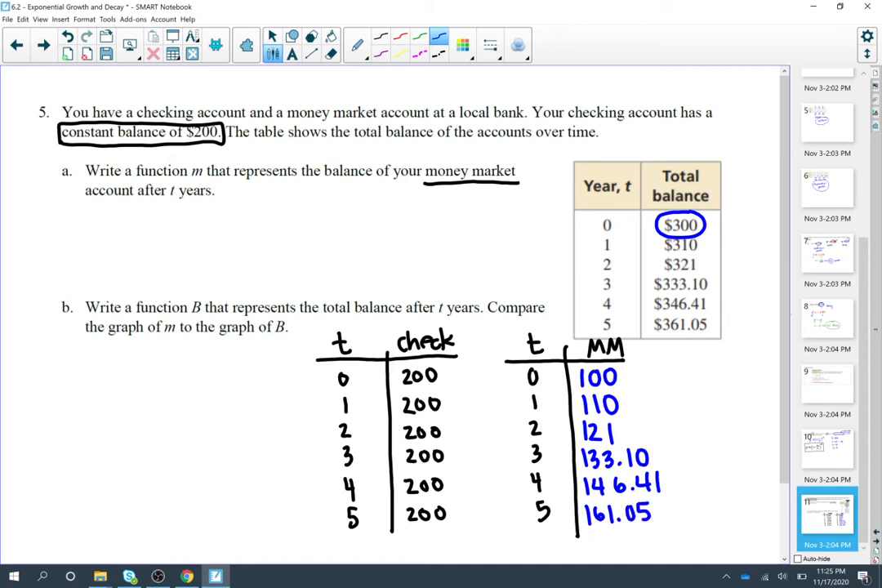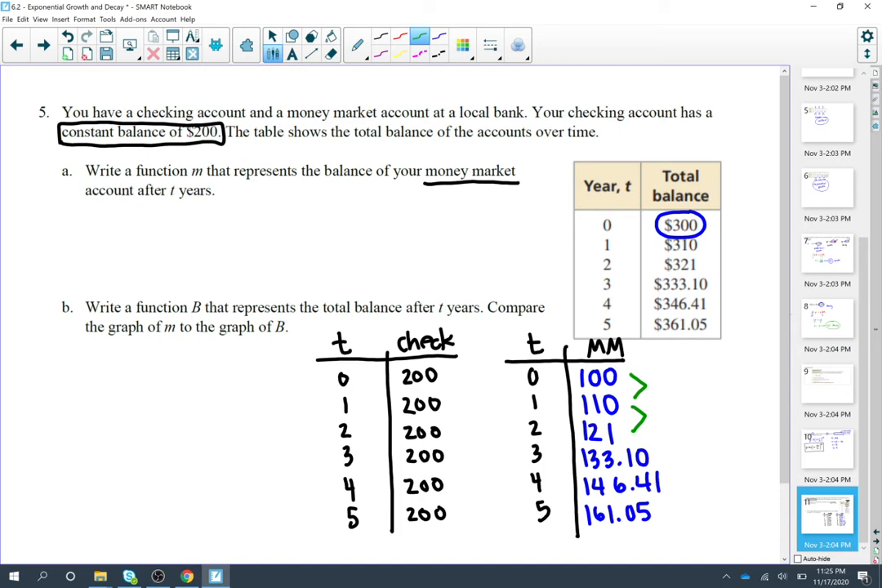Now that we know how much money is just in the money market account, I'm going to go back to part A, because it says write a function m that represents the balance in the money market account. Looking at the money market account, we go from 100 to 110, which goes up by $10. Then we go from 110 up to 121, which goes up by $11. So it's not constant. We went up by 10, then we went up by 11, so I know it's not linear. Maybe it's exponential, so I have to figure out what you multiply 100 by to get to 110.